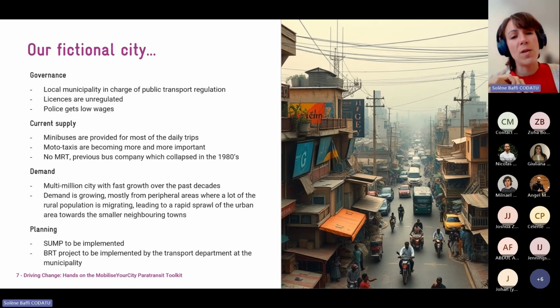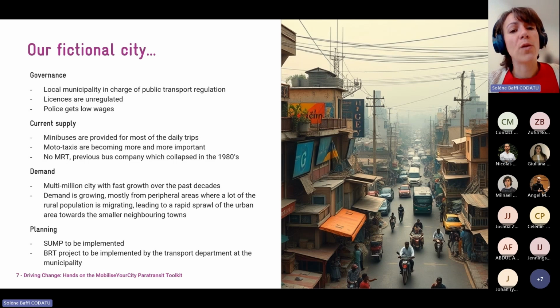In terms of governance, there is a local municipality which is in charge of the public transport regulation. However, the licenses are unregulated, which means there is no strict number of licenses being emitted, and there are no specifications linked to the licenses. And also, maybe not so much of a trivial information, the police gets very low wages.